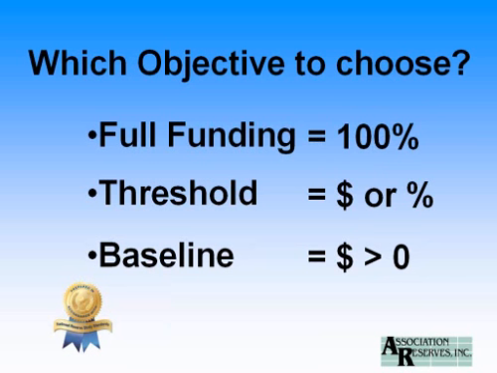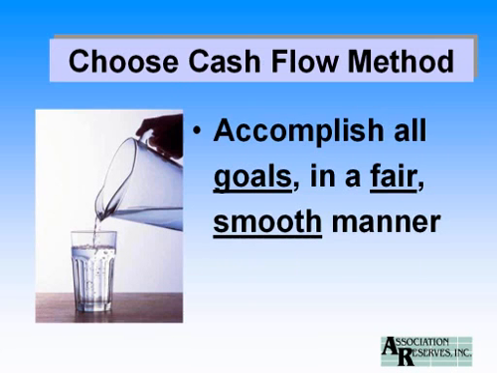Full funding means the conservative objective of having the goal to be 100% funded. Baseline is the other extreme, which means having the goal to just barely have your reserves be cash positive through the years. Threshold funding is a strategic choice of a particular dollar or percent funded target, typically somewhere in between the zero baseline or 100% full funding objectives.